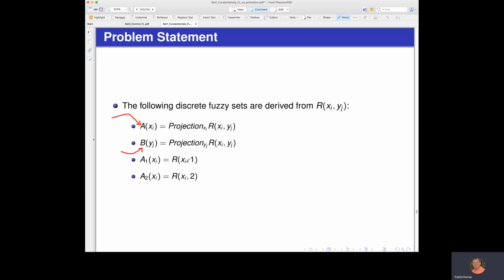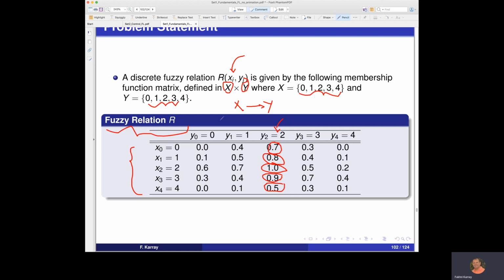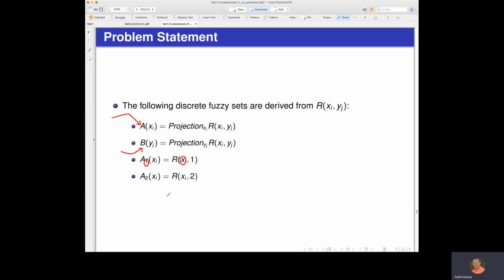So it is the value at the first y, at the support of y equal to 1, for all the values of xi. So we define it in this manner. What do we mean by that? We go here, this is the support for y equal to 1, and we define it for all the values of x. This is basically what A1(xi) is.